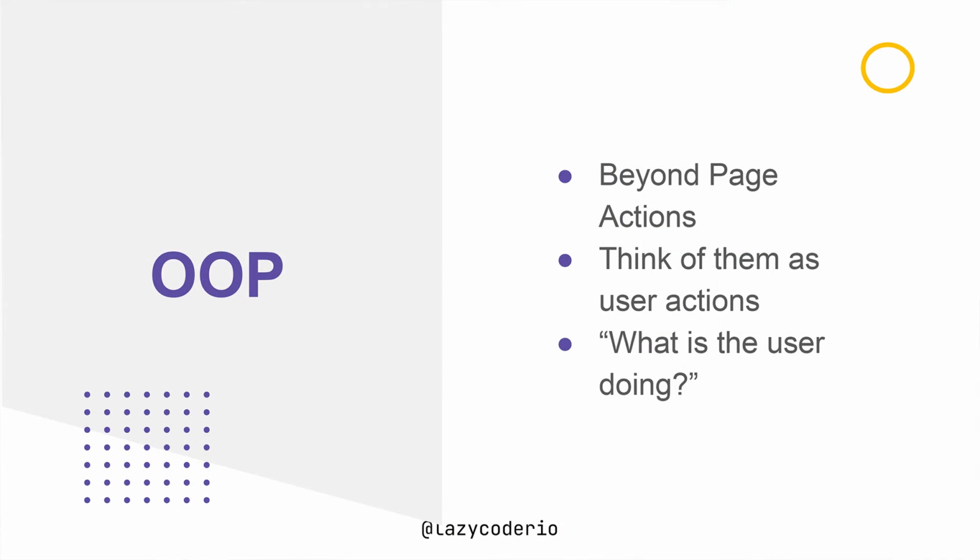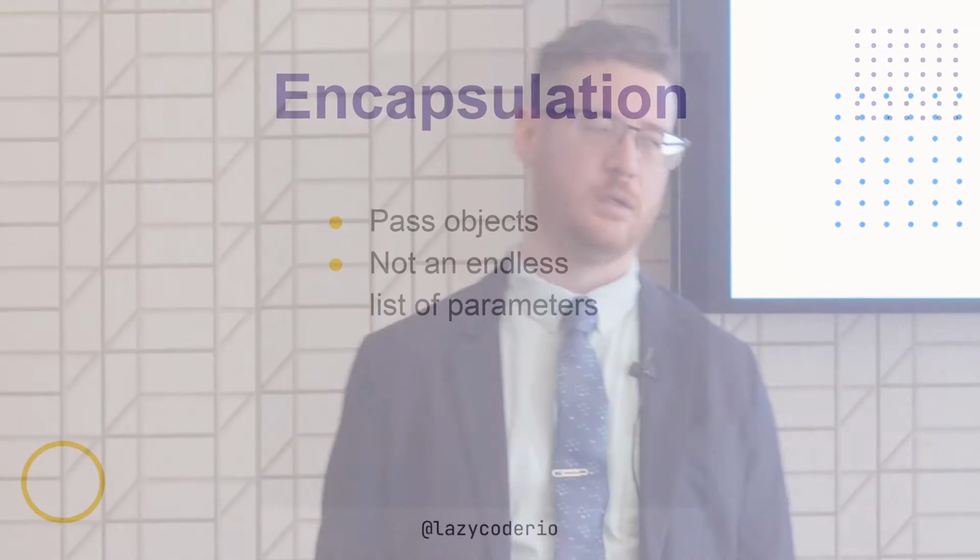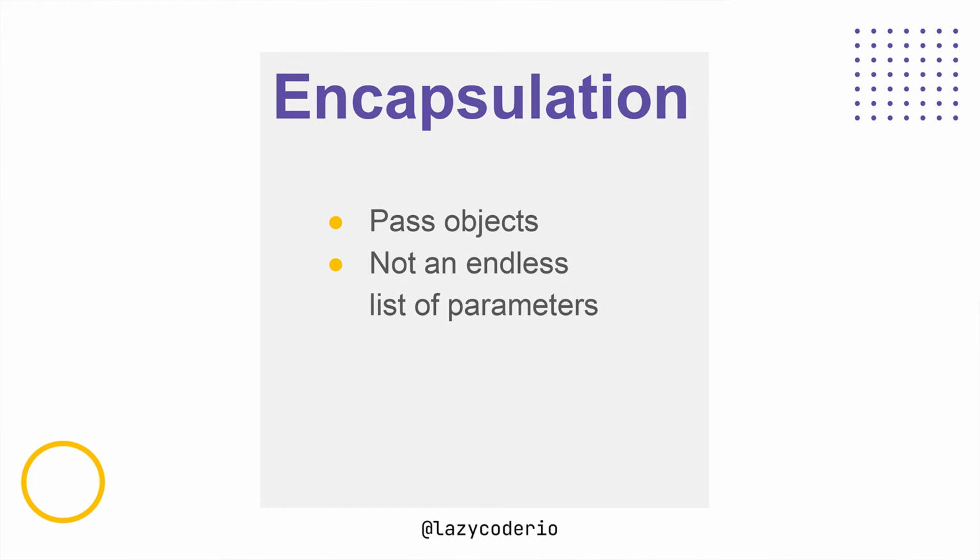Object-oriented programming, everybody uses it, loves it. Think about more than just page actions, think of them more as user interactions. It definitely helps that when you write out tests you can just say log in as this user object, which actually goes to my next point, encapsulation, which is where you want to pass around entire objects worth of things. So a user object or a client object or airline, so I guess like passenger info, but essentially like a user.